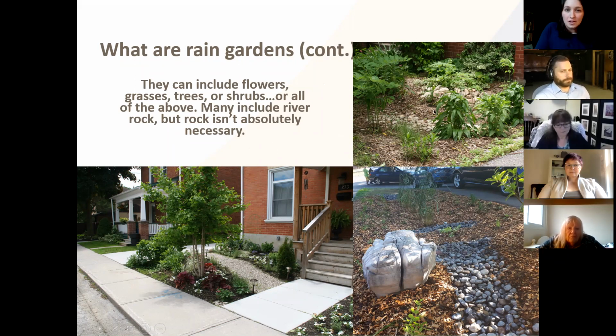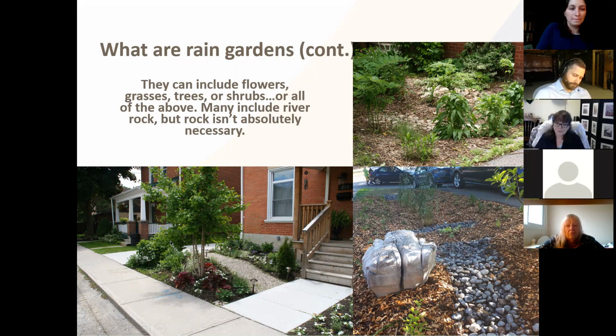Many rain gardens you'll also see include rock, like river rock or gravel, things like that. That can play a really functional role in slowing water down and preventing erosion as it enters rain gardens. But oftentimes it's also just aesthetic. A lot of people will put rock in rain gardens because they like how it looks.